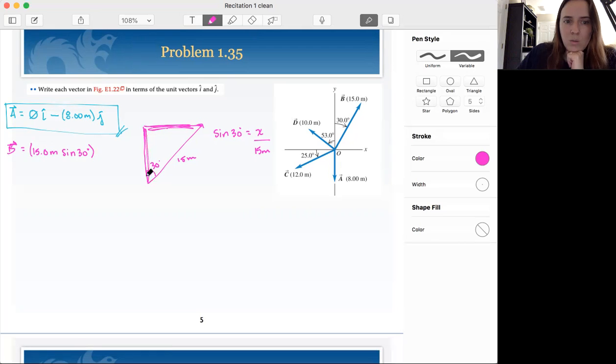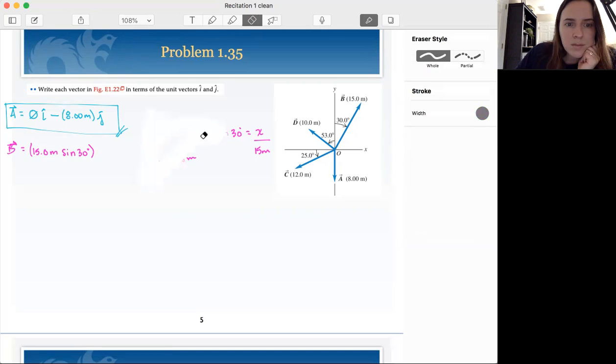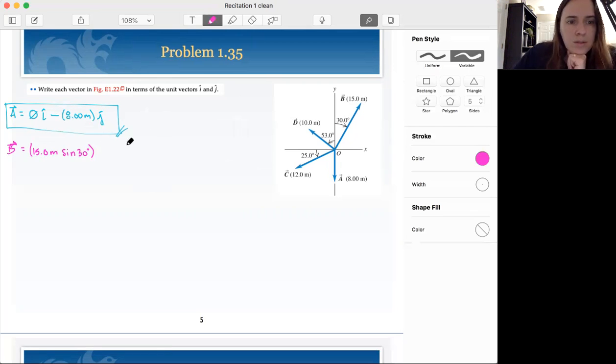Similarly, our y is going to be cosine, so 15.0 meters cosine of 30 degrees. So this is I hat, and this is j hat. Now, B is pointing to the right, so that's positive x, and it's pointing up, so that's positive y.